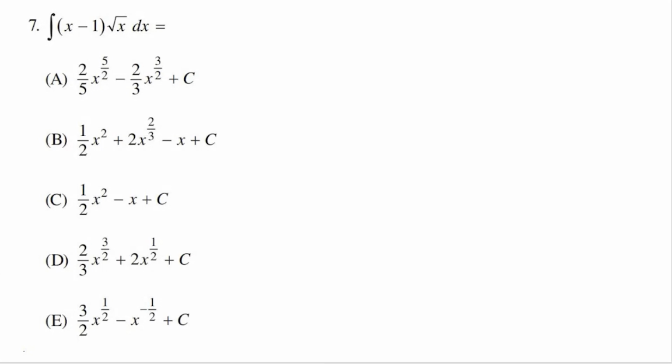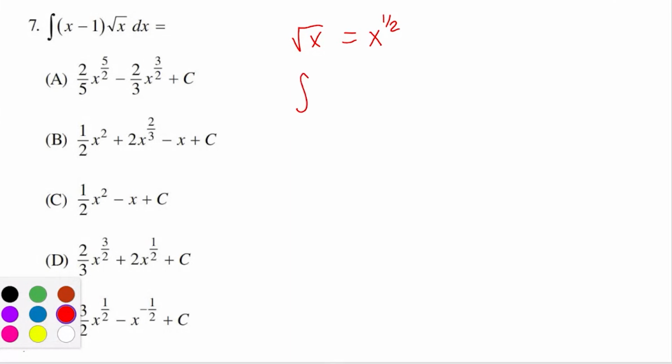And to do that, we want to reinterpret root x as a rational exponent of x, so x to the 1/2. And so the first thing I'm going to do is rewrite this problem as the integral of x minus 1 times x to the 1/2. That way we can use our exponent properties to correctly distribute the x to the 1/2 to both of these terms. So we'll use the distributive property to simplify this.